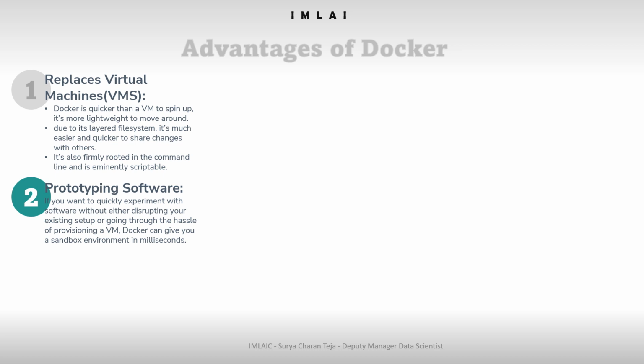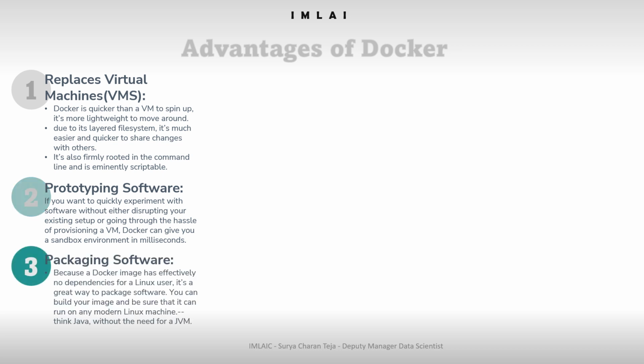And the third benefit is packaging software. Because a Docker image has effectively no dependencies for a Linux user, it's a great way to package software. You can build your image and be sure that it can run on any modern Linux machine. Think of it as Java without the need for a Java virtual machine, a JVM.